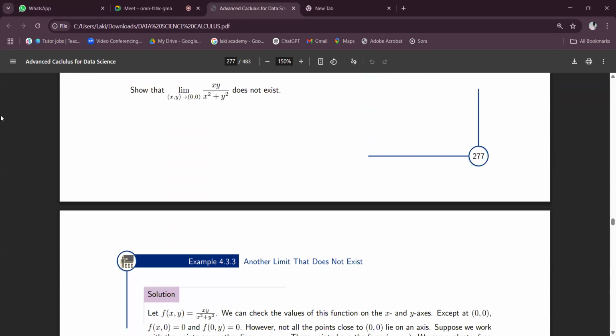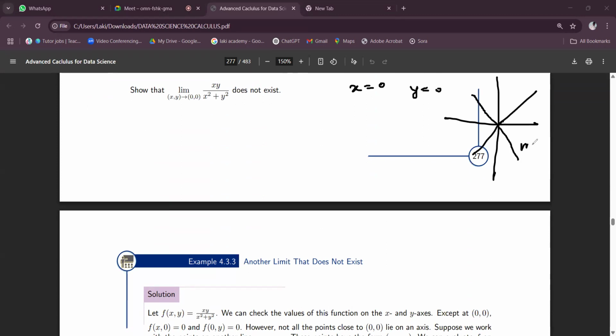See one more example. Here x is 0, y is 0. Same problem. The line passes through the origin, right? This can also be a line. This is y is equal to x when the slope is positive, and you can write minus x when the slope is negative. But in general, you can write y is equal to mx.